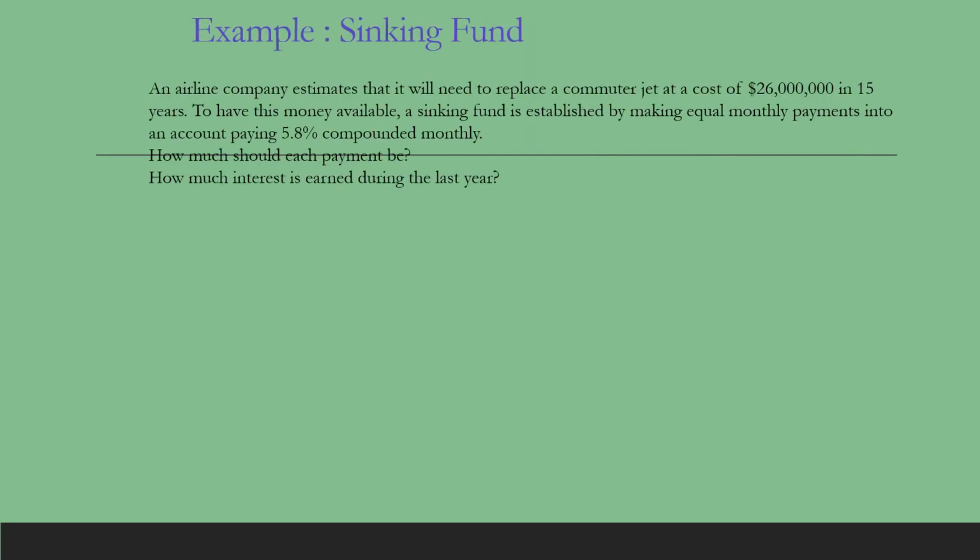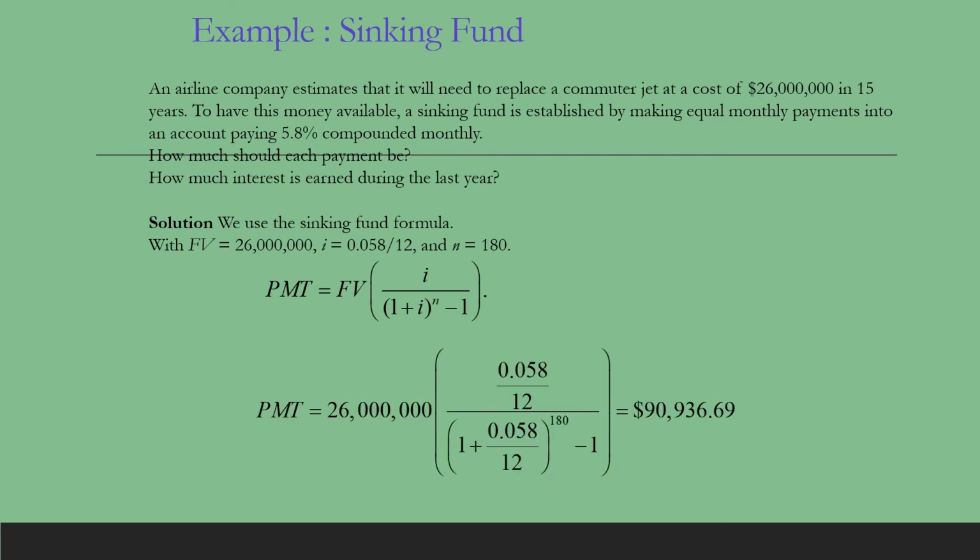If it is compounded monthly, then the rate i will be 0.058 divided by 12, and the number of periods n will be 12 times 15, which is 180. So we get 90,936.69.